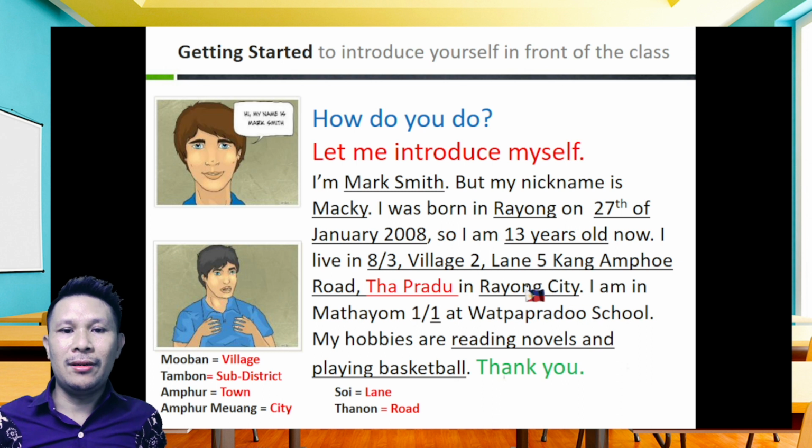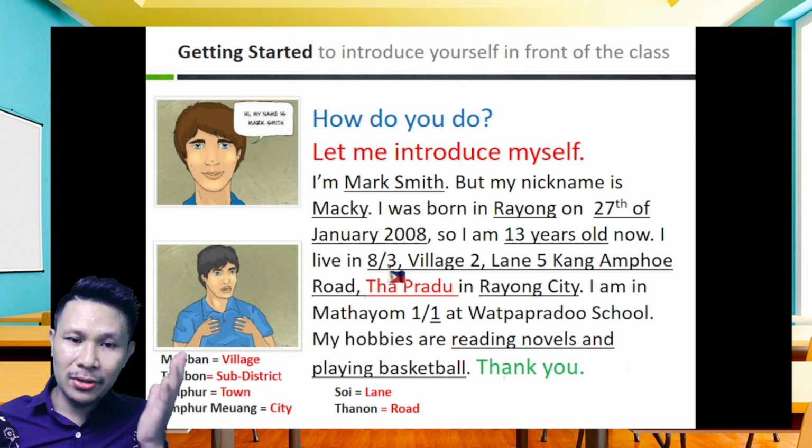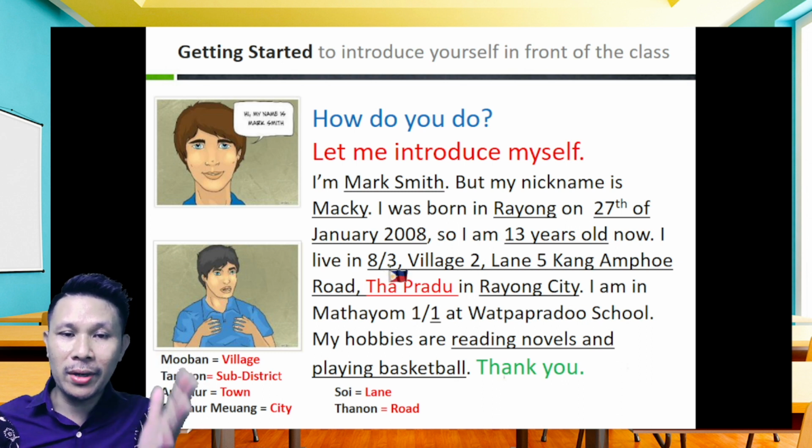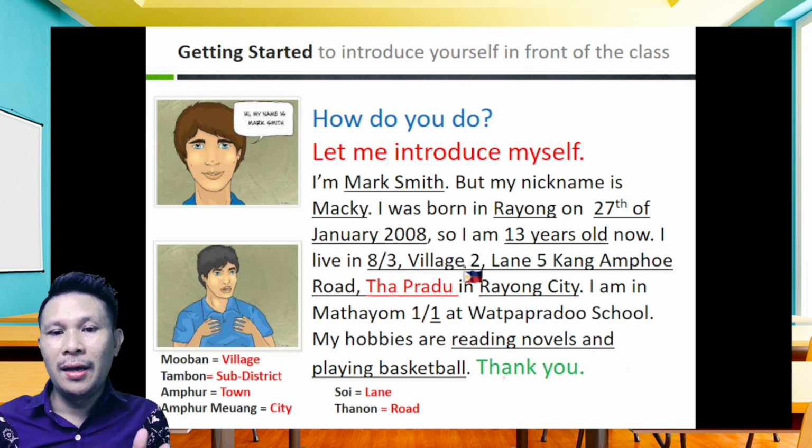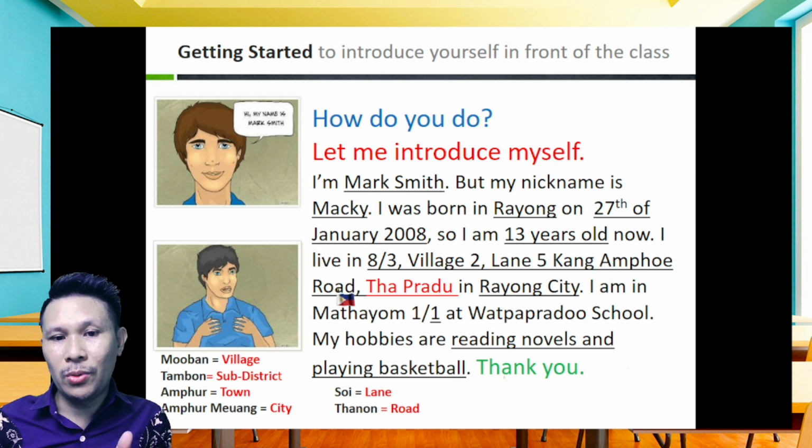So that's it. The first part of your address is the house number, the moban, the village, and the soy, which in English is lane, and the name of the road, which is Tanon. And then this is the sub-district, and this one is the Ampur Mueang, or the city.